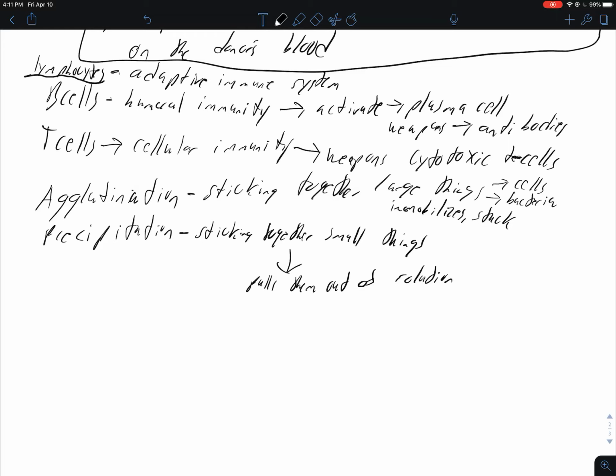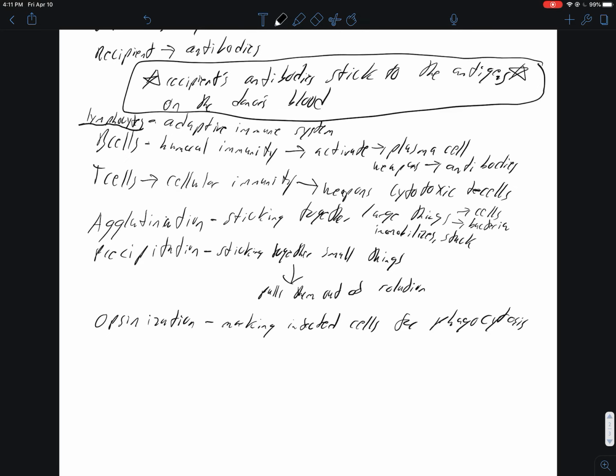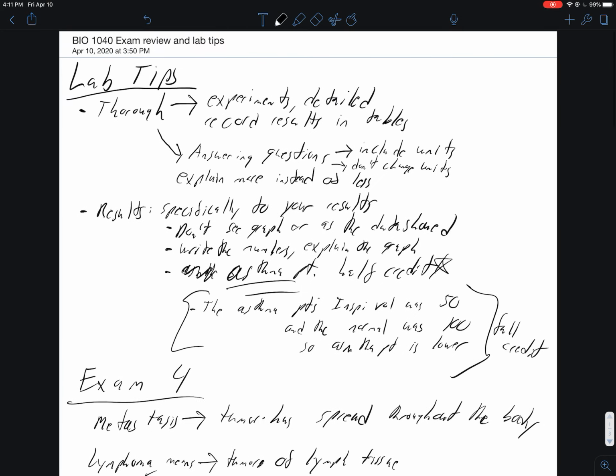Okay, and so those are both actions of antibodies. And then lastly, opsonization equals marking infected cells for phagocytosis. Okay, so that antibody sticks to the outside of that cell. That little stick that the antibody stuck in there attracts macrophages and other immune cells, and then the macrophages come and destroy those. Okay, so those are some of the most commonly missed things on exam 4.